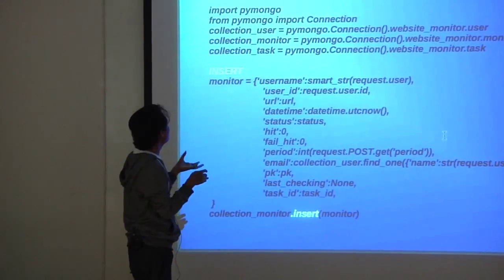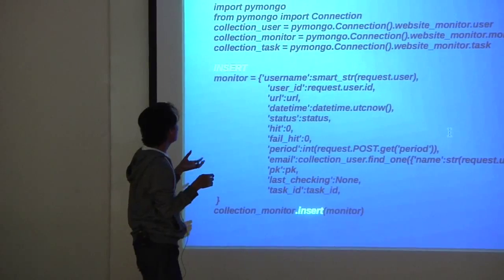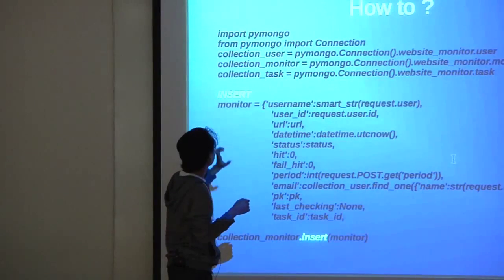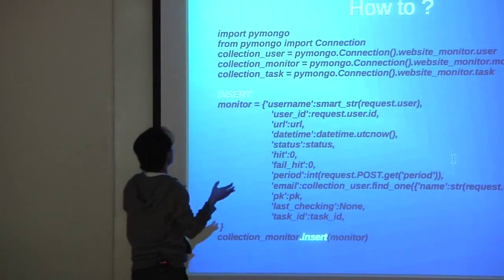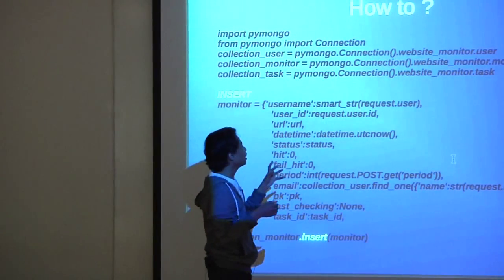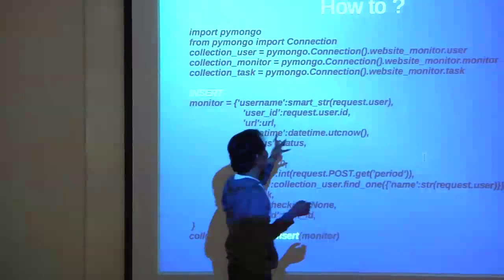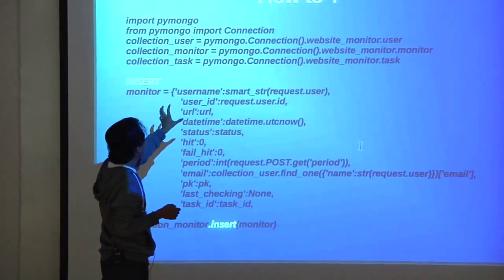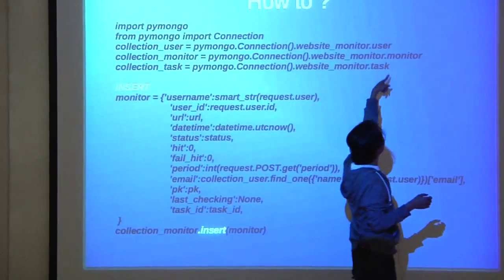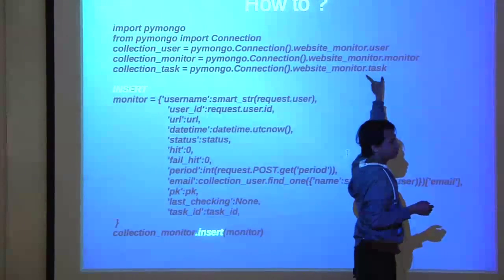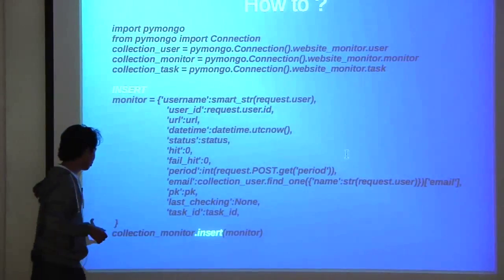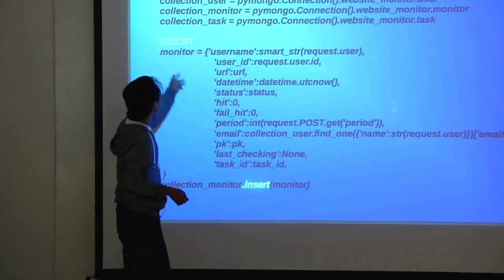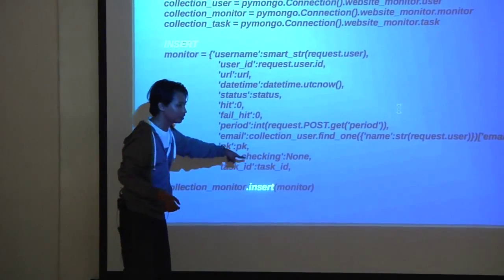First, we will import PyMongo. So from PyMongo, we will import the Connection class. And now I want to take a variable, collection user, PyMongo connection to the website monitoring user, I mean from the database. So here I can say this is user monitor and text, this database. So like this, collection monitor, insert monitor. So in the collection monitor, they will set this data. You know that?